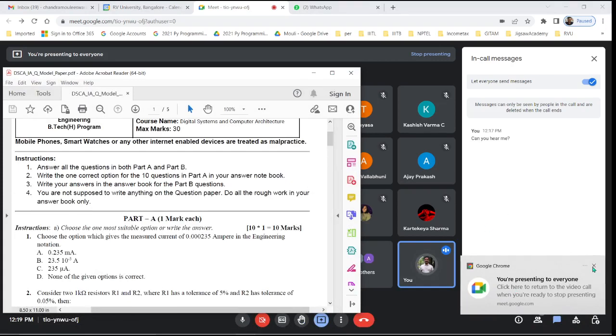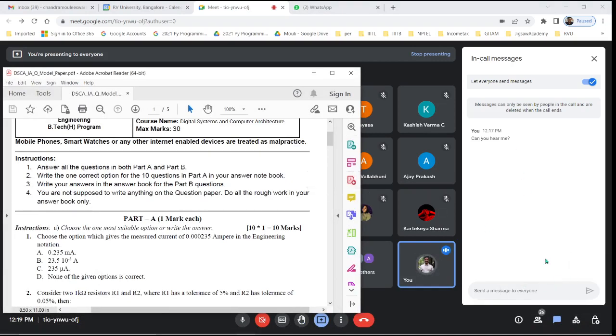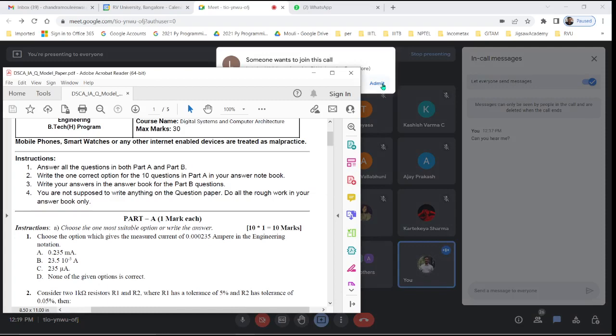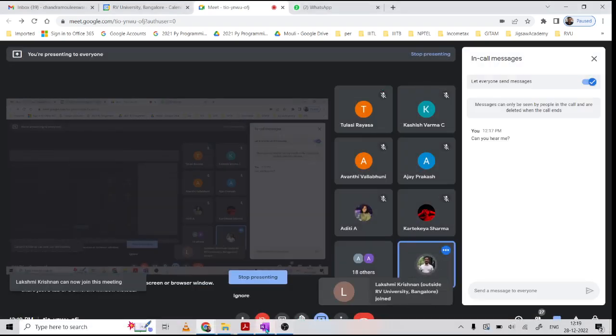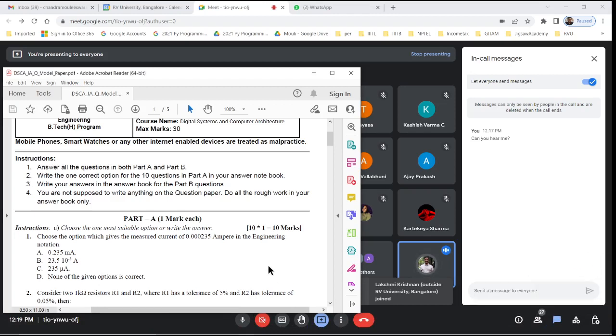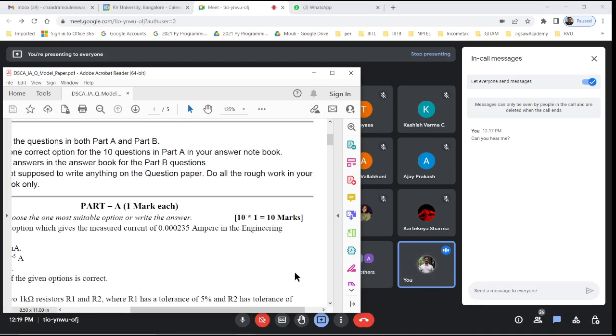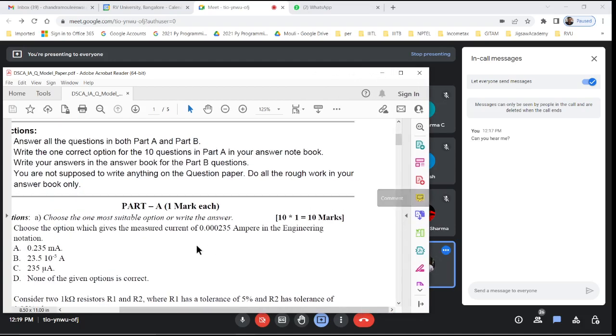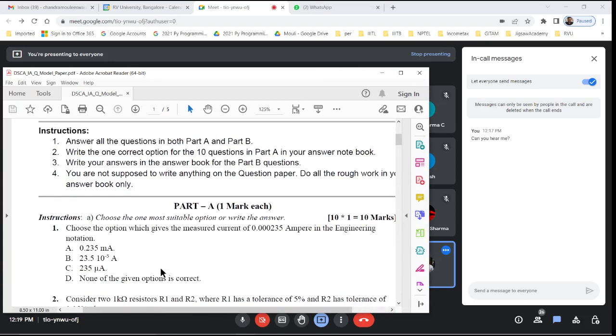So I want you to write the option on the chat window so that we'll see whether you are already on track or not. Even if it is wrong, at least it will help me to clarify it. So please write your options so that it will be useful. First question. I'm showing you the first question. Can someone tell me what is the correct option for this?